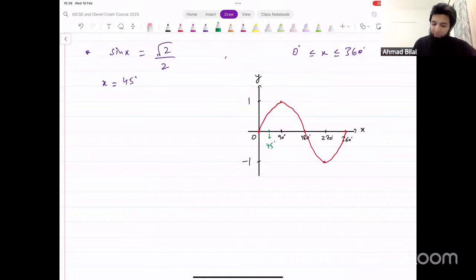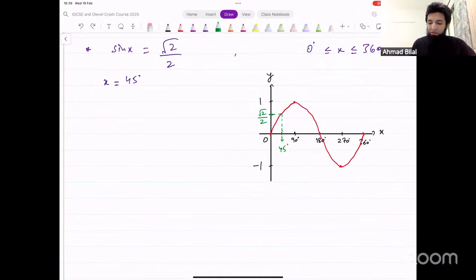The y value that we're getting is this square root of 2 over 2. This is one solution that we're getting. 45 degrees, our calculator is giving us this one solution directly. Now the question is, how do you find the other solution? So what's the other solution going to be? If you go to the right side for the same y value, you get another x value here.